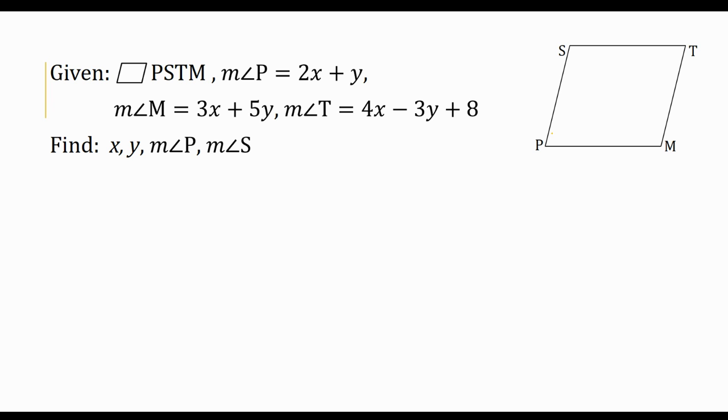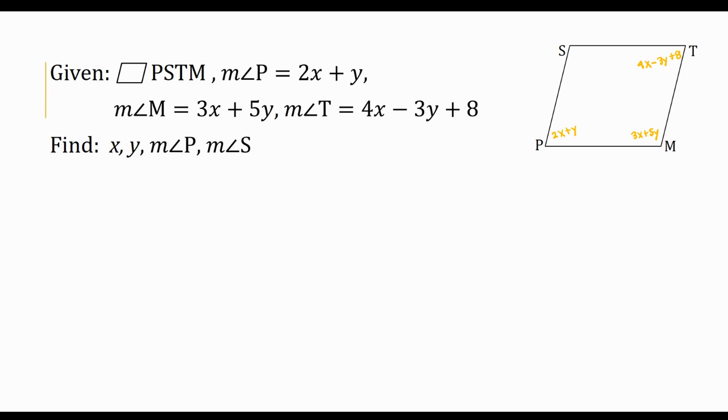So not only do I have a parallelogram, I'm told that angle P is 2x plus y. I'm told that angle M is 3x plus 5y. I'm told that angle T is 4x minus 3y plus 8. All right. So notice that every single thing in this was given to us as an angle. So that means there were 2 properties of angles. Opposite angles are congruent and consecutive angles are supplementary. So we have several different things here.